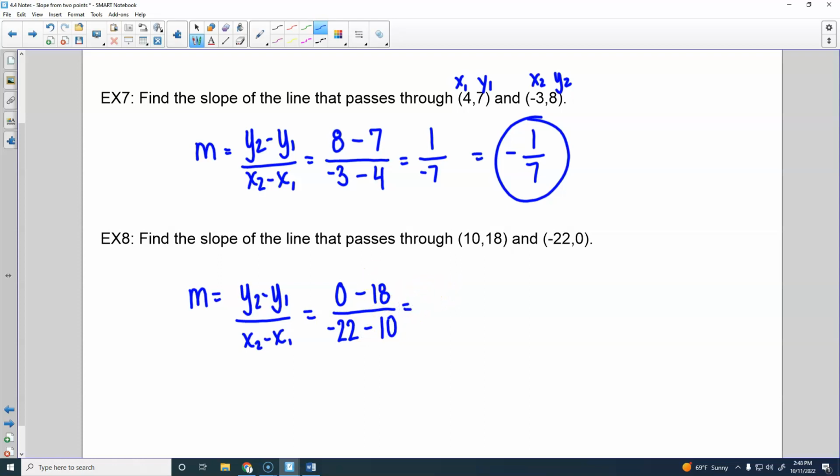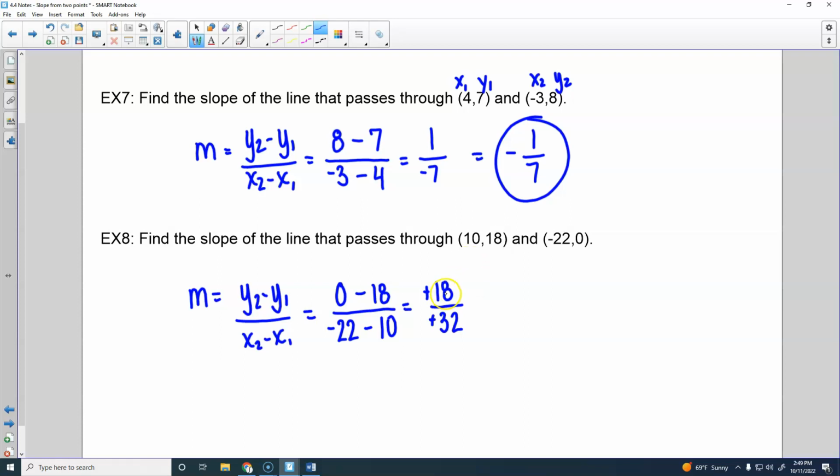Okay. This time we will get negative 18 over negative 32. What happens when you have a negative over a negative? It's a positive, so I'm going to go ahead and change those to positive so I don't forget. 18 over 32. That one's going to reduce. Okay, we can... that's 16 over 32, right?